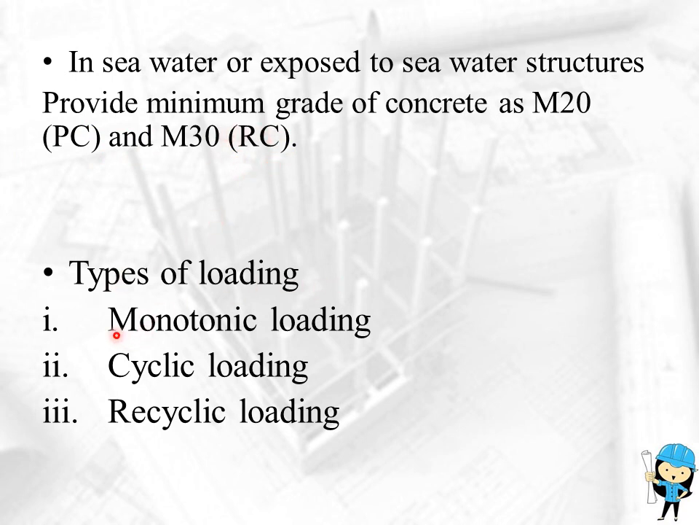Next is types of loading. There are three types of loading. Monotonic loading means constant incremental of load in a single direction. Next is cyclic loading, which means loading and unloading take place alternately. Next is reversed cyclic loading. This is also similar to cyclic loading, but loading and unloading alternate in the opposite direction.